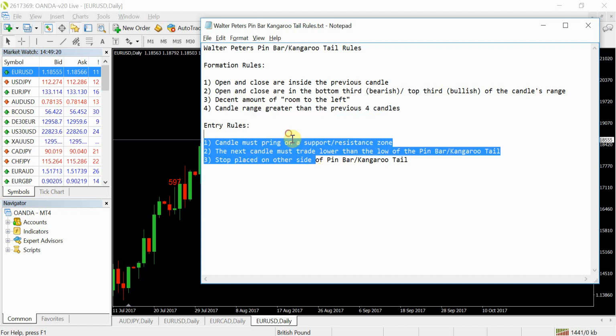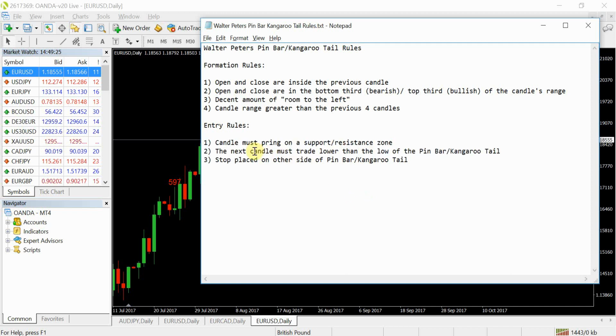Now, these ones are not coded in the indicator. They're just his entry rules. I thought I'd just share them with you. So the candle, he talks about the candle where it actually prints on the chart is quite important. Is it on a support and resistance? Is it on a Bollinger Band? Whatever it may be, it must be in a relevant location for it to make sense.